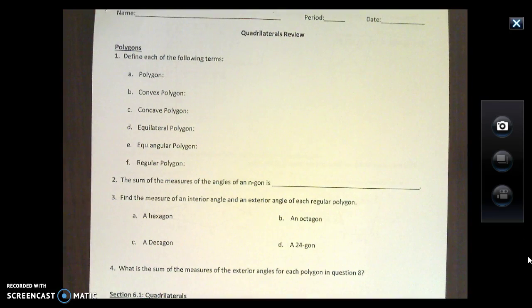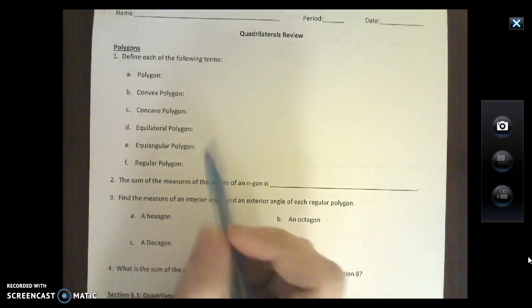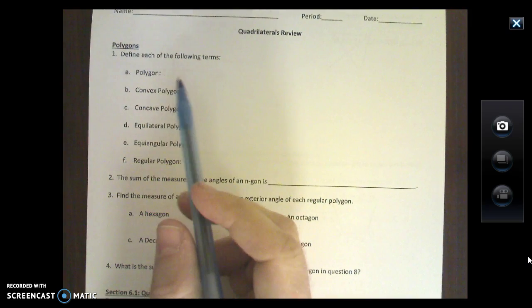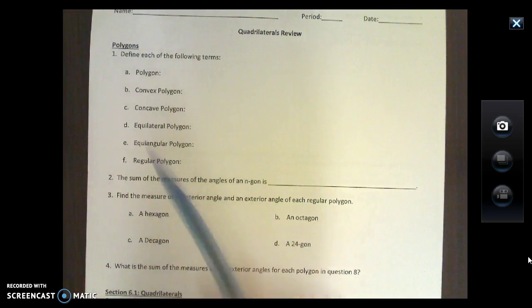Okay, everybody, we have here our quadrilaterals review, right? So this is a packet that we made up for you guys to get you ready for our test coming up, and we're just going to work our way through it. So define each of the following terms. Now, I'd like you guys to write these out in your own words. I'm going to kind of draw pictures to save a little bit of time so I can get through stuff.